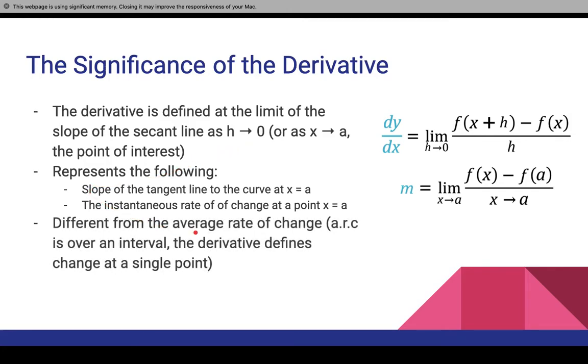It's different from the average rate of change, as average rate of change is defined as the rate of change over an interval, while the derivative defines a change at a single point on the x-axis, hence why we call it the instantaneous rate of change, because it measures rate of change at a specific instant.